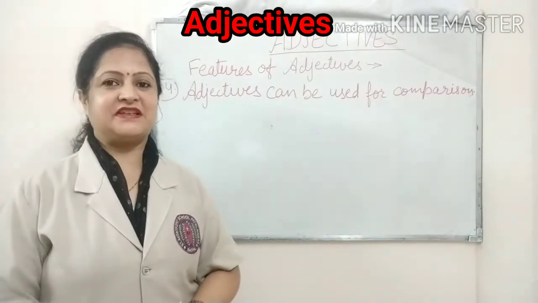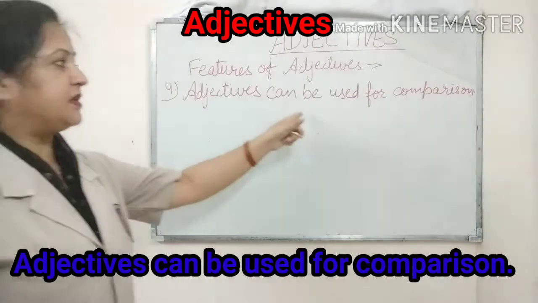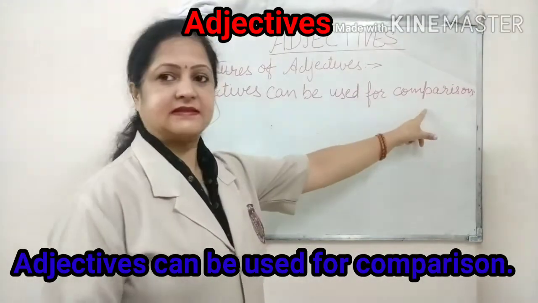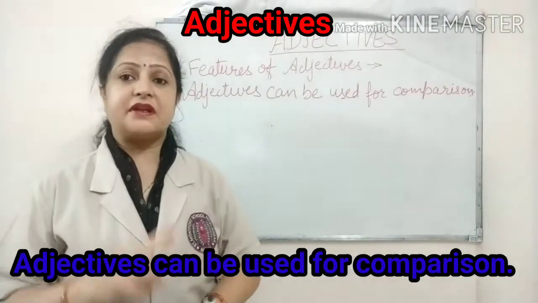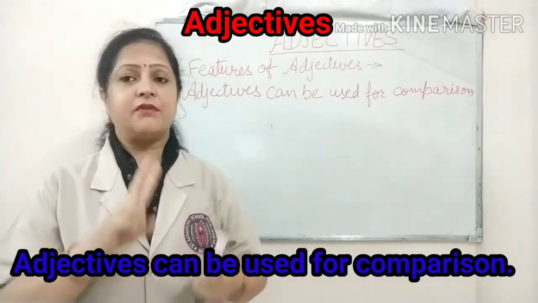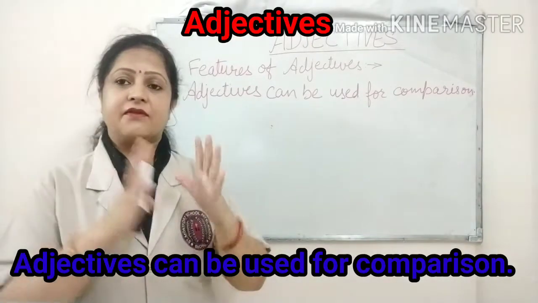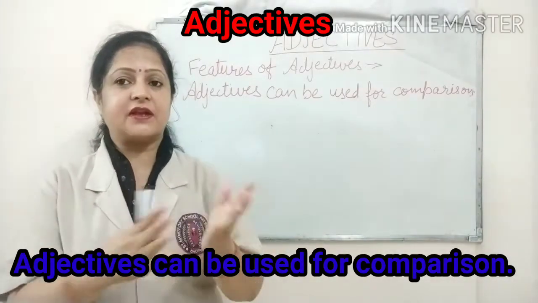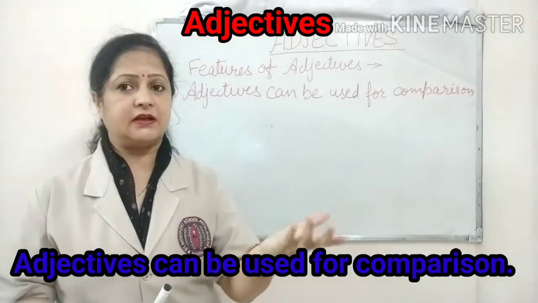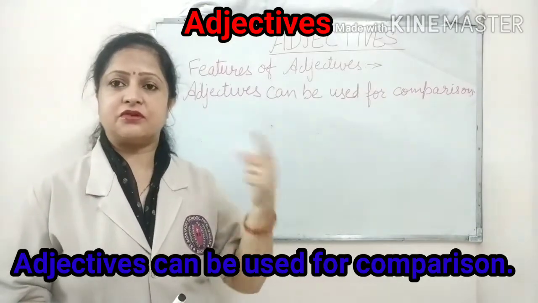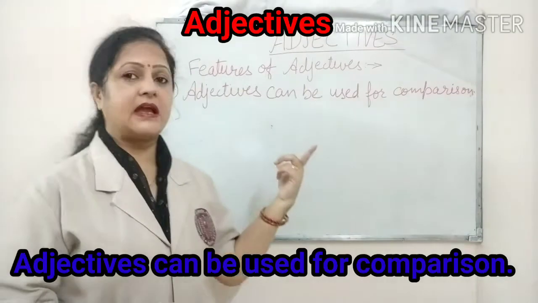So the fourth feature of adjective is that adjectives can be used for comparison. Okay, so whenever we want to compare between two people or between more than two people, in that case we can use adjectives to compare the quality, quantity or the number of the nouns or pronouns. So here we can make the comparison with the help of the adjectives.